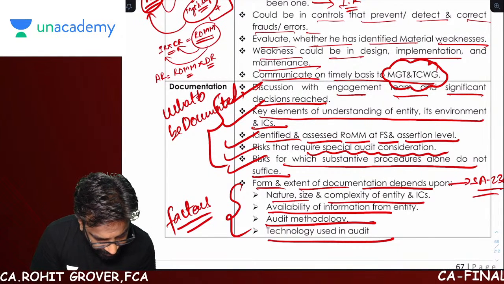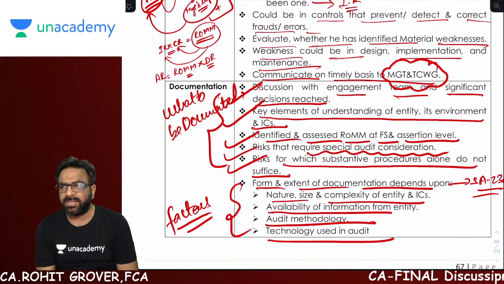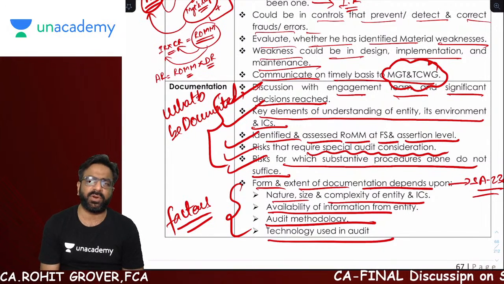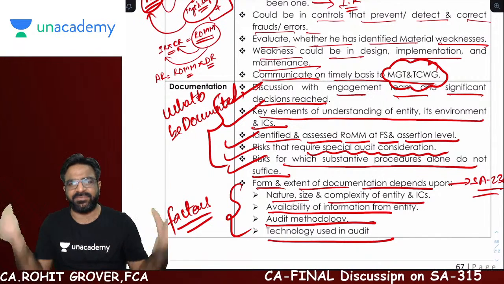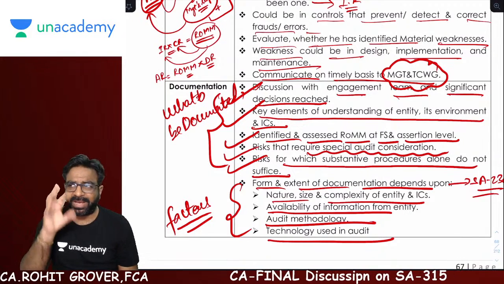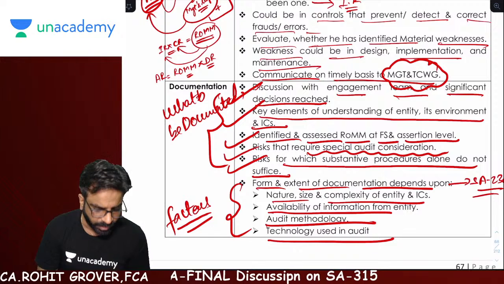So what's the difference between ROMM and significant risk? Significant risk is a broader term. When we talk about the significant risk, it talks about each and every type of risk. When we are talking about the ROMM, we are only talking about two particular risks, that is inherent risk and control risk. Clear?